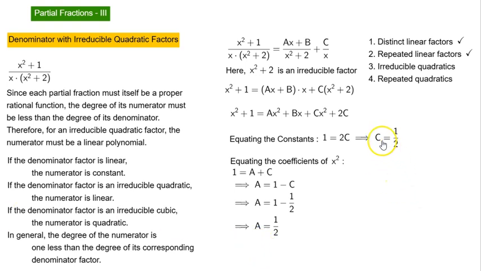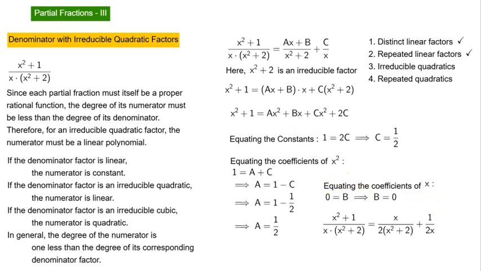So what all do we have now? We have c, we have a. We have to find b. So equating the coefficients of x, because if you look at this, there is no x term in the left hand side, so it is 0. And on the right hand side, only b is there as the coefficient of x. So b is equal to 0, which means our sum of partial fractions is x by 2 times x square plus 2 plus 1 by 2x.